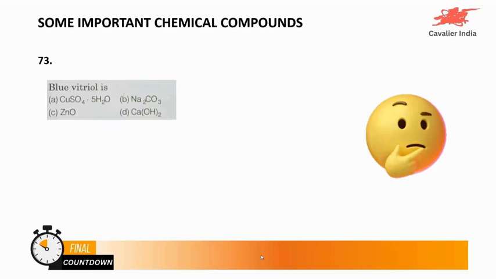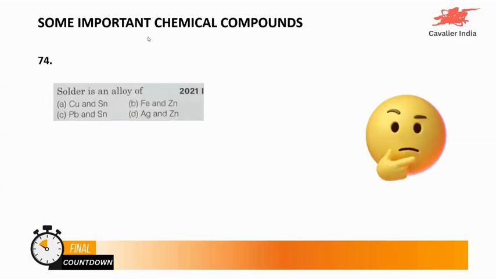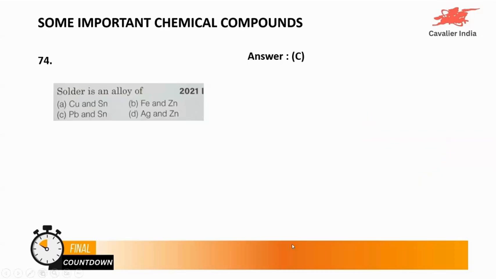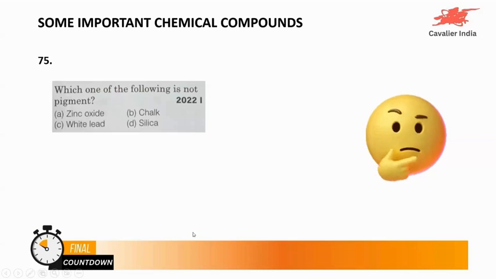Very good. Next, solder is an alloy of which one? Yes, very good. Lead and tin. Option C is the right answer. Solder is an alloy of lead and tin. Copper and tin, which is an alloy? Bronze. Brass is what? Copper and zinc.